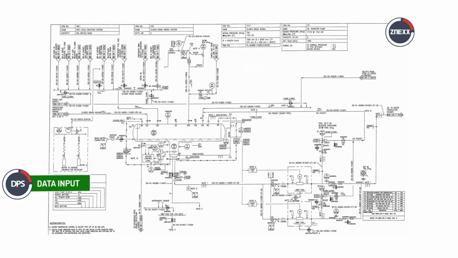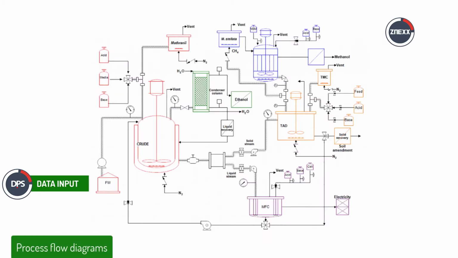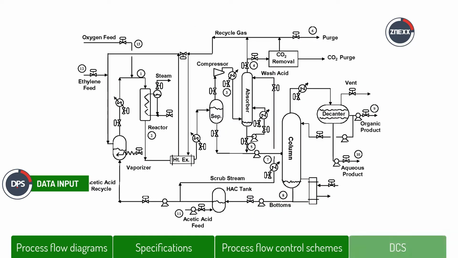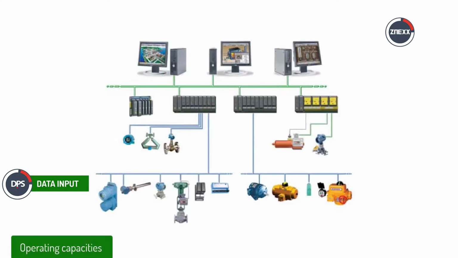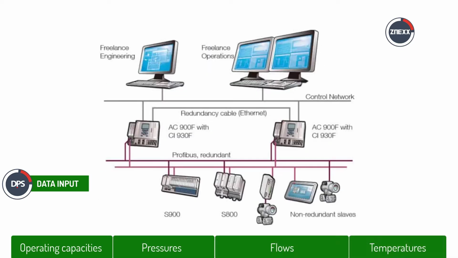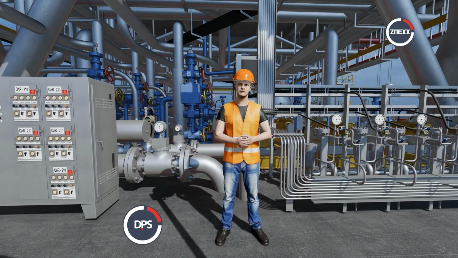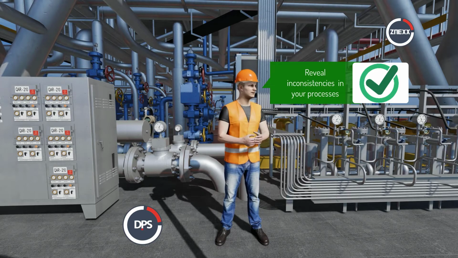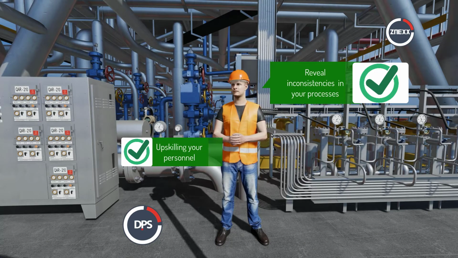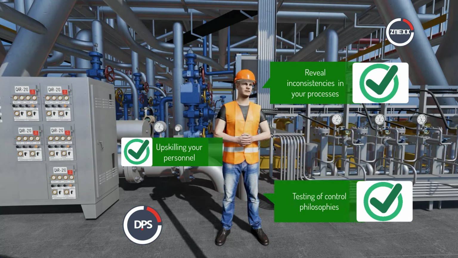Your engineering design content, including process flow diagrams, specifications, process flow control schemes, your DCS, operating capacities, throughputs and physical variables like pressures, flows, and temperatures, can be digitally experienced in real time. DPS is bringing to you a world of opportunities including the ability to reveal inconsistencies in your process, upskilling of your critical personnel, and testing of control philosophies to speed up execution and throughput of your assets.